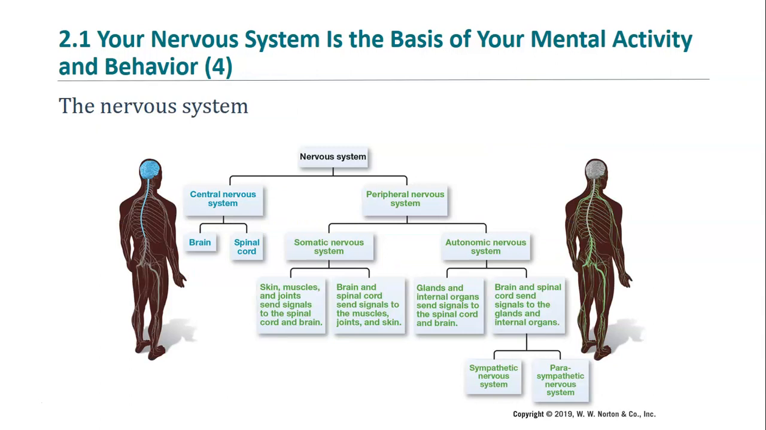This involves sensory inputs and motor outputs. As you can see in this chart, the peripheral nervous system is broken down into a number of parts that we'll go over in time.